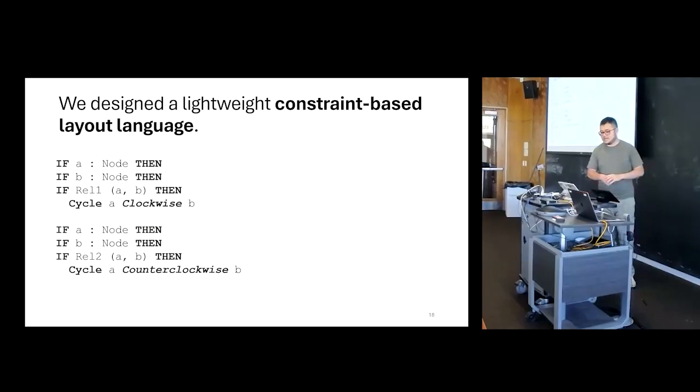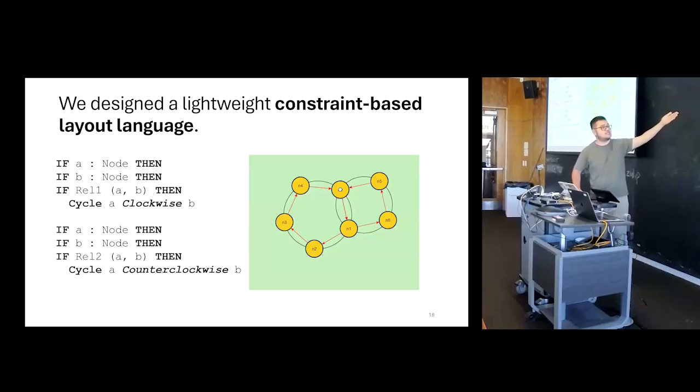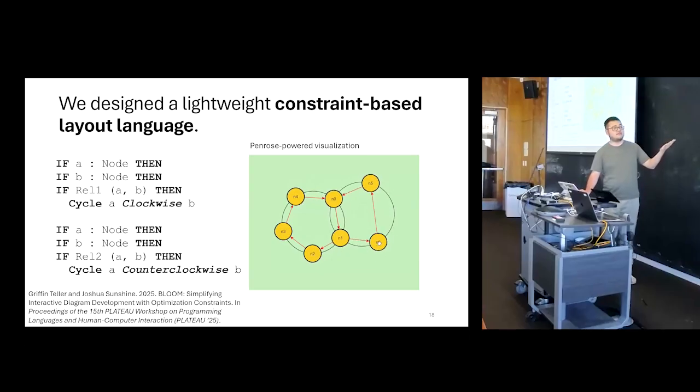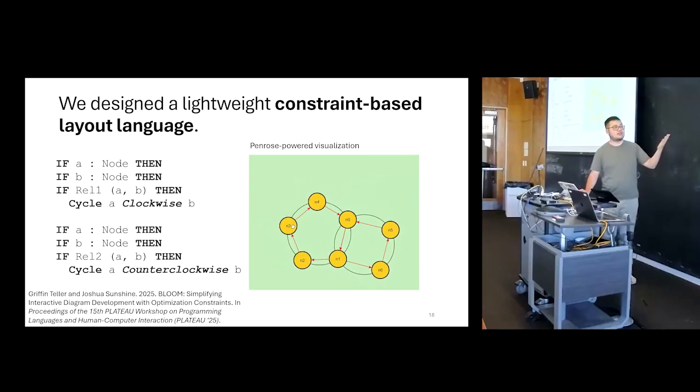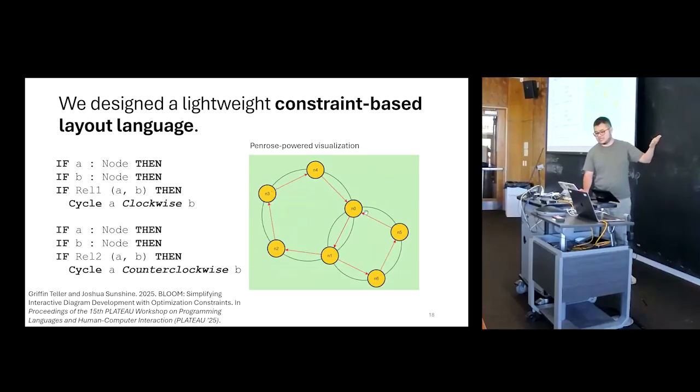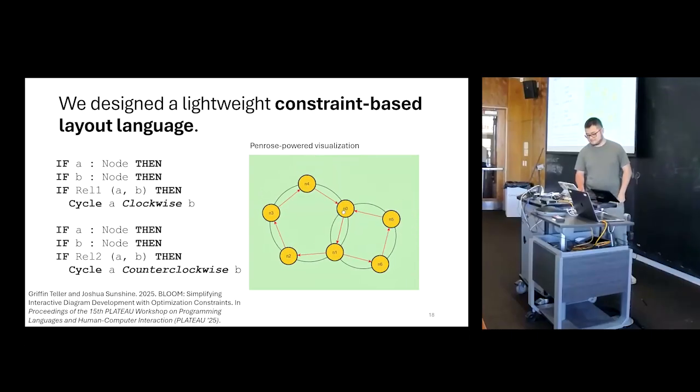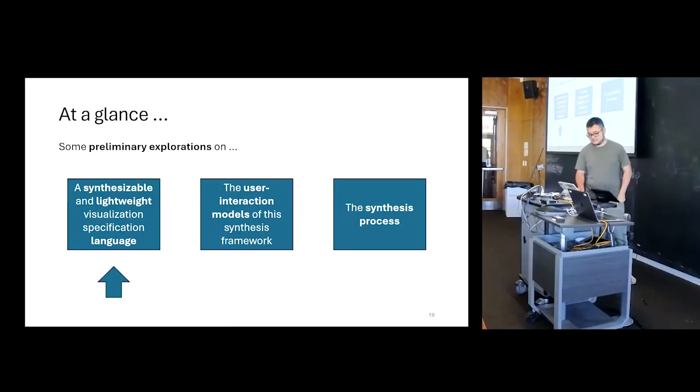There are other more complicated layouts that our language supports, such as how we can cycle the nodes around in a counterclockwise or clockwise manner. And the visualizer essentially tries to generate a diagram that satisfies all of these constraints. Because we use pen rules to power the visualization, they are also interactive, allowing people to interact with the generated layout. So that's the language.